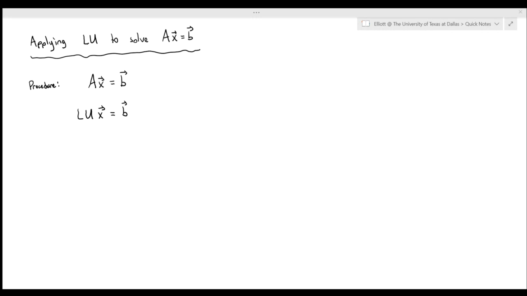So now I'm going to do a small change of variables here. I'm going to replace Ux with the vector y so that I can rewrite this equation as simply Ly = b. Okay. Now, what's going to happen is this. We're going to take this equation, Ly = b.